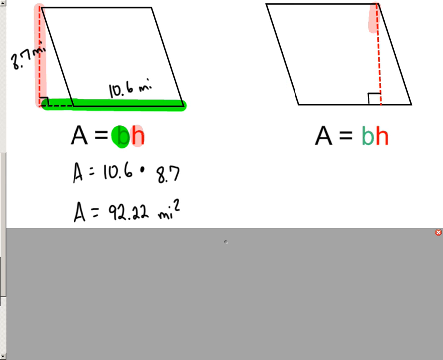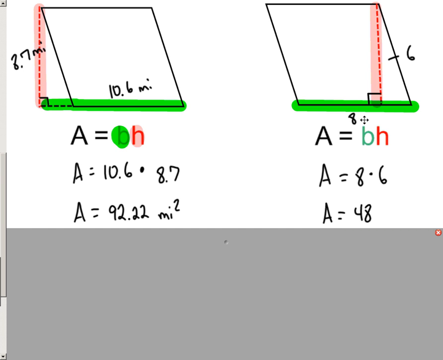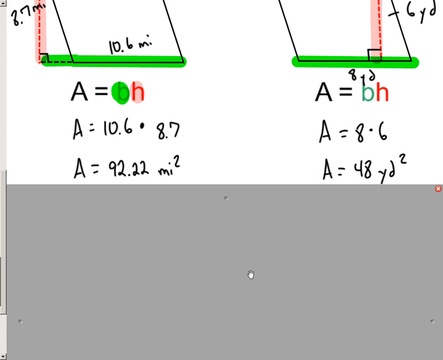Here's our height. And let's just say that's 6. And then our base, well, this is the lowest point and it's intersecting the height line at 90 degrees. Let's just say this is 8. So area equals 8, our base, times our height, which is 6. We get 48. And if each one of these was in yards, then our answer would be 48 square yards, or 48 yards squared.